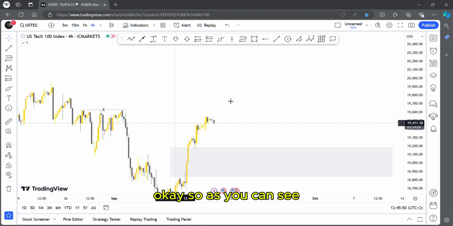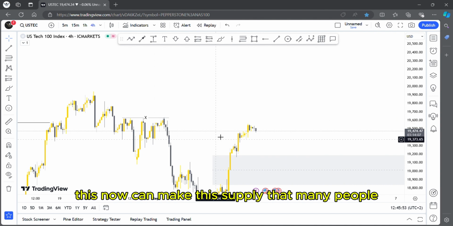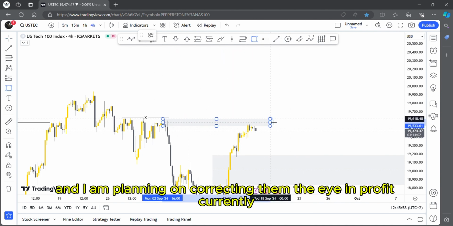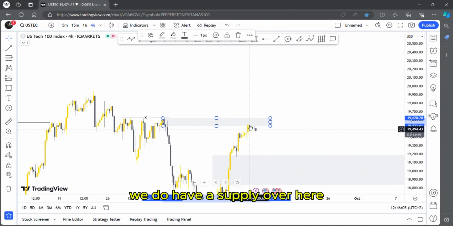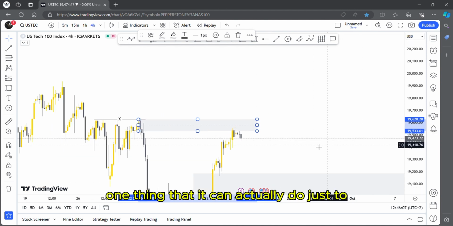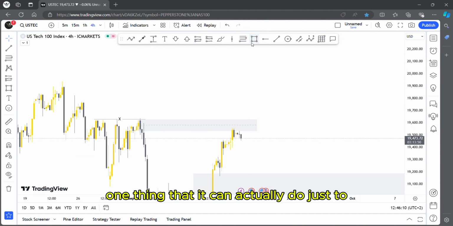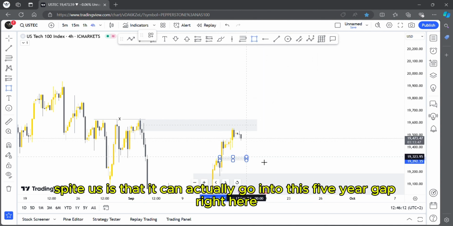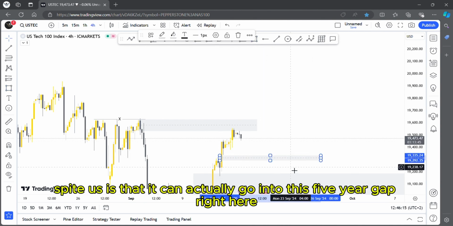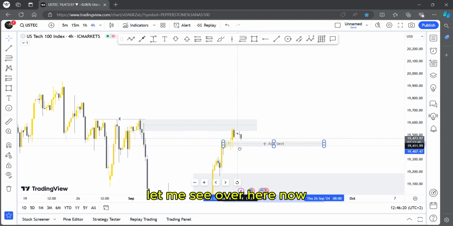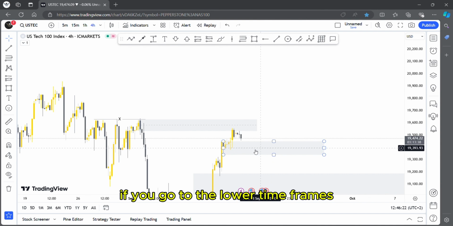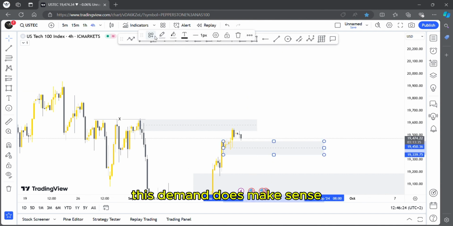Okay, so as you can see, this now can make this supply that many people I saw as well in my mentorship, and I am planning on correcting them. They are in profit currently, but it's not long term as they ought to think. We do have a supply over here. One thing that it can actually do, just to spite us, is go into this fair value gap right here, instead of going all the way down to this demand that we see over here. Now if you go to the lower time frames, this demand does make sense.